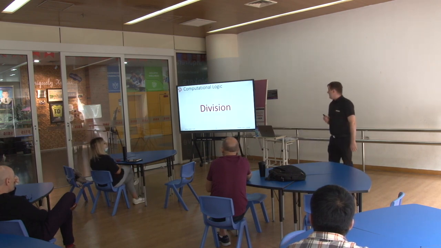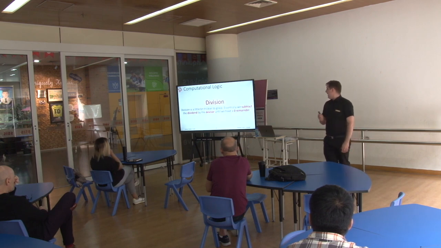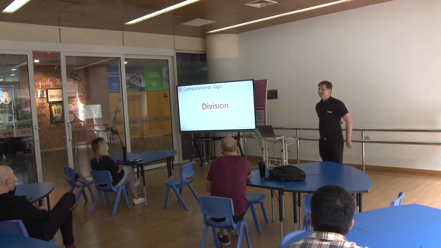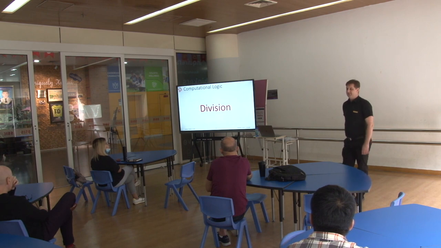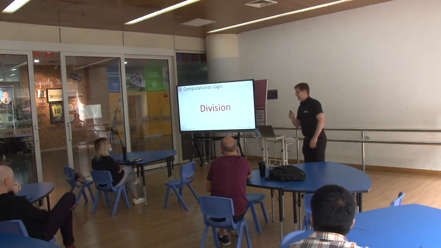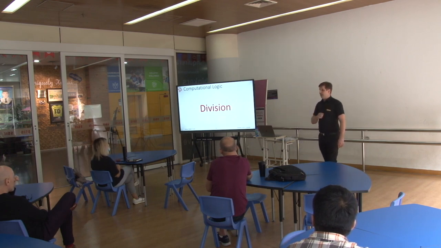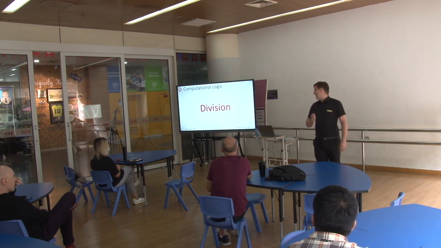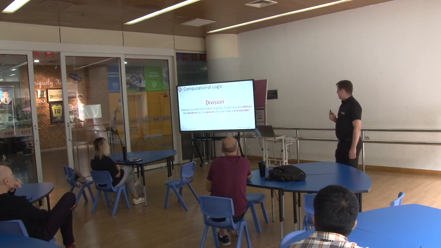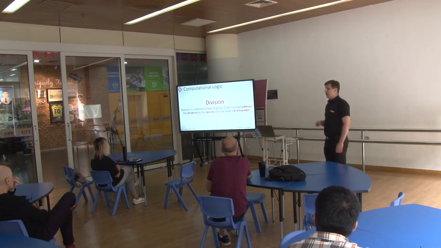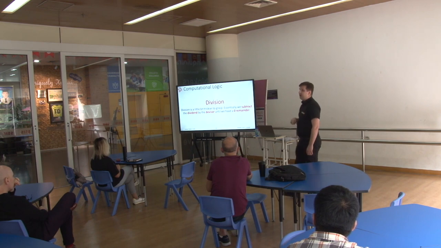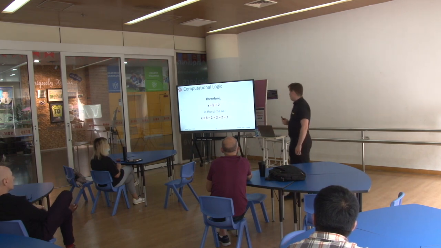And division is a little bit trickier, but any ideas how we could do division? So how can we do division as a series of addition problems? Fraction. Okay, this one is a little bit trickier, but basically we subtract the divisor from the dividend until we get zero remainder. We count how many times we do that, and that gives us our quotient.